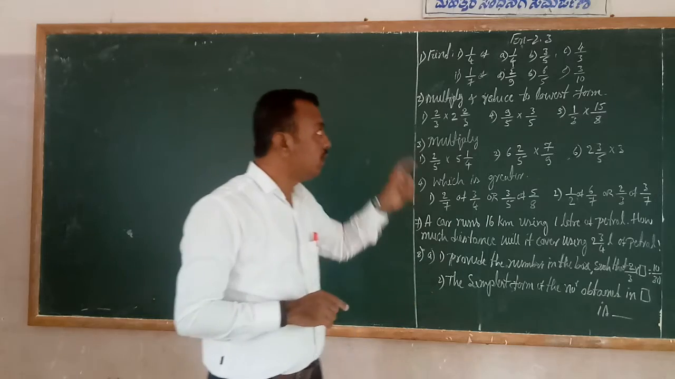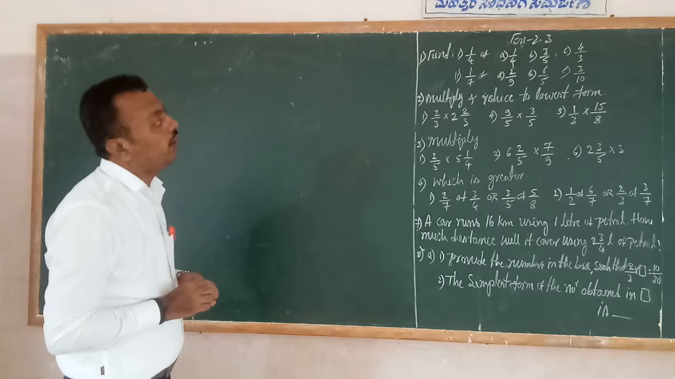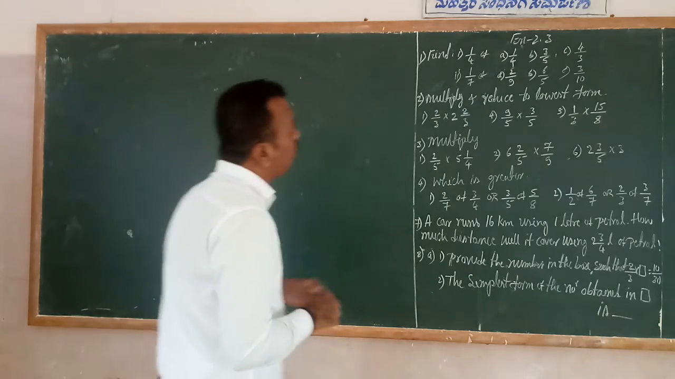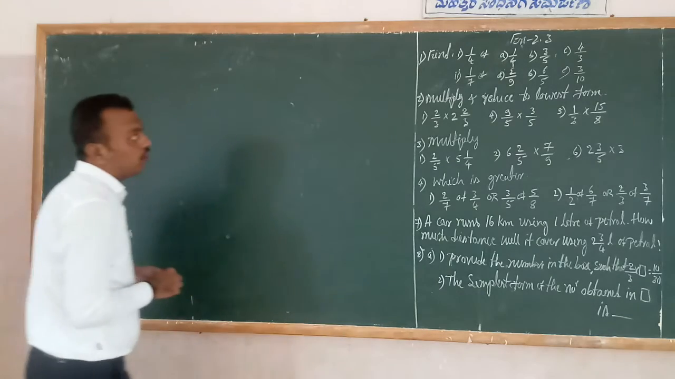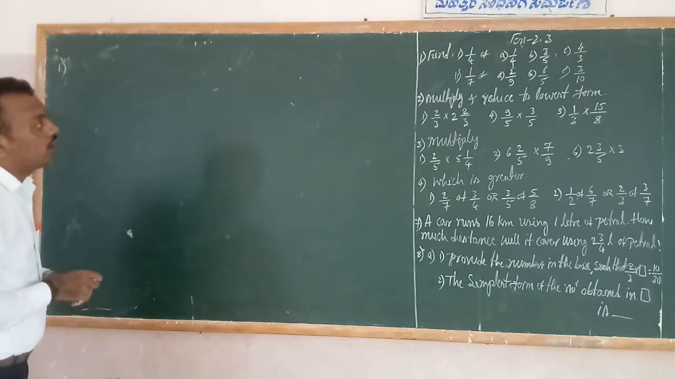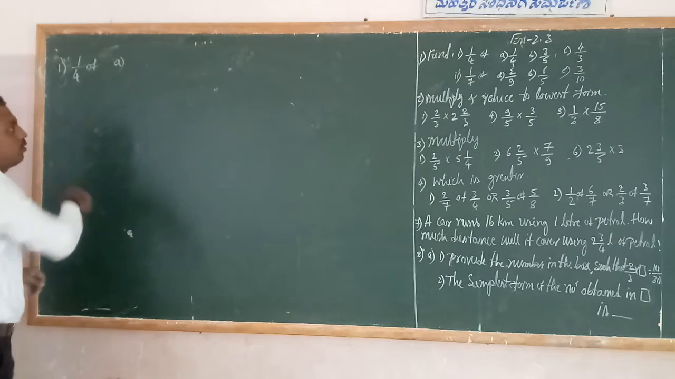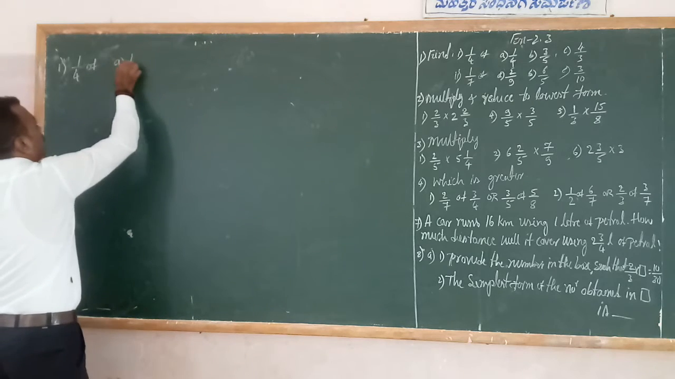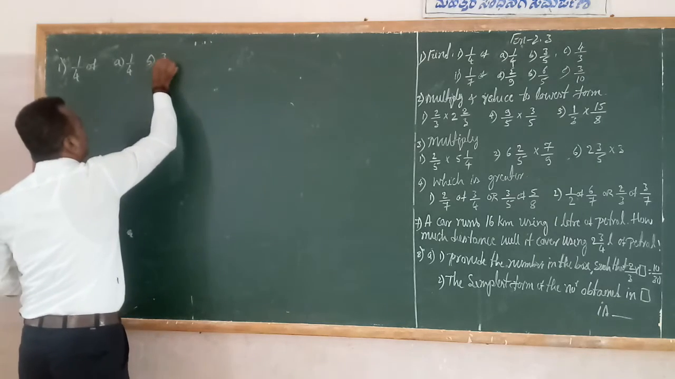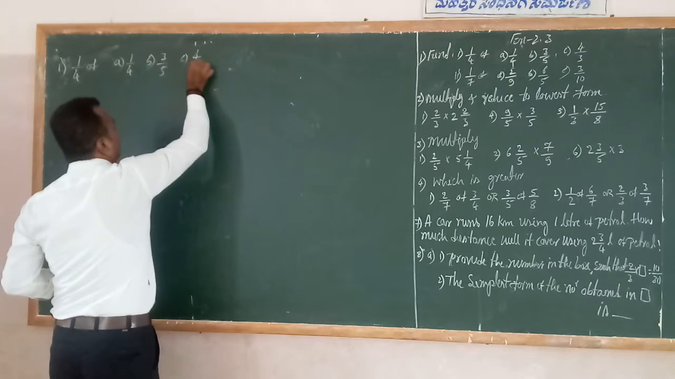Let us discuss exercise 2.3, first question: find 1 by 4 of (a) 1 by 4, (b) 3 by 5, and (c) 4 by 3. I will show one example; the remaining questions you have to solve at home. So first, we have to find 1 by 4 of A, 1 by 4, B, 3 by 5, C, 4 by 3. Is it right?